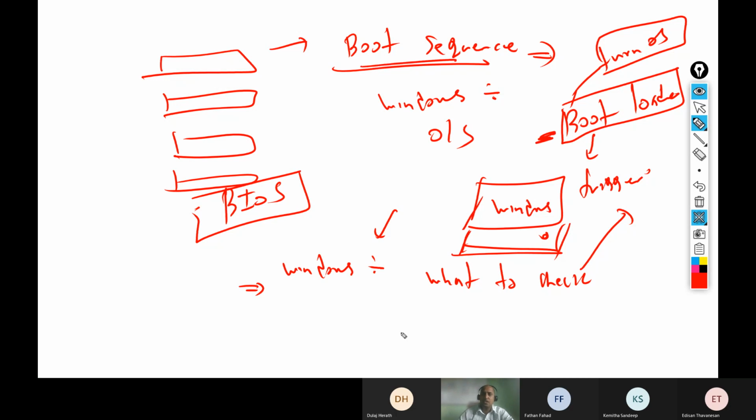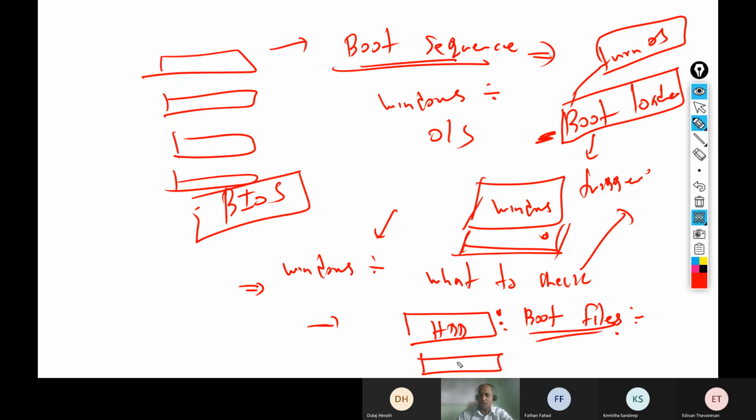From the boot sequence, we can say, okay, first of all, you go to the hard disk. Check whether the boot file is there. This is computer science, right? Boot files. Or else you can change it, go to the CD-ROM. Check whether there are Windows operating system files there.